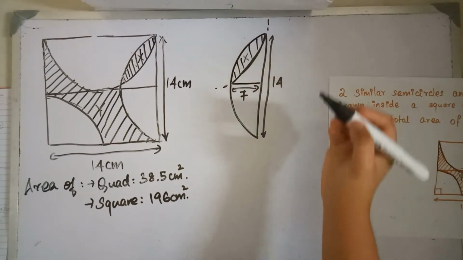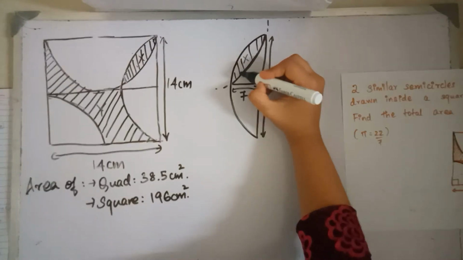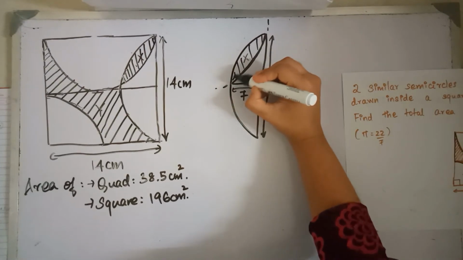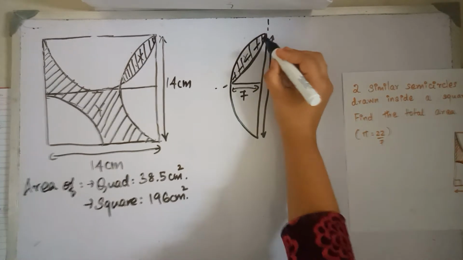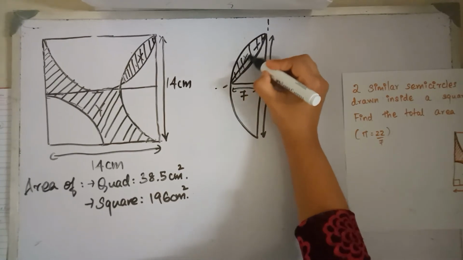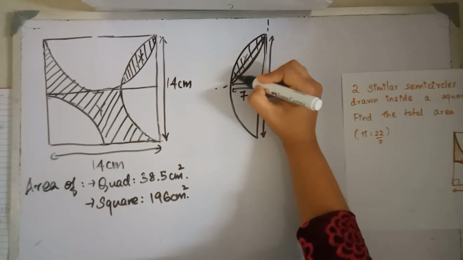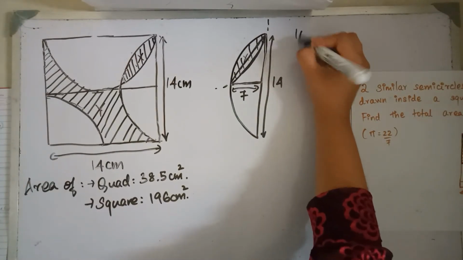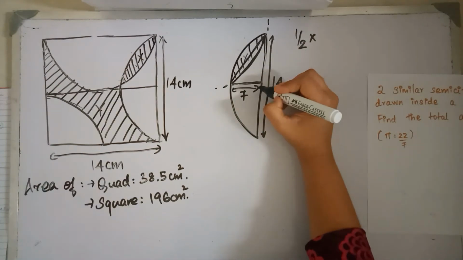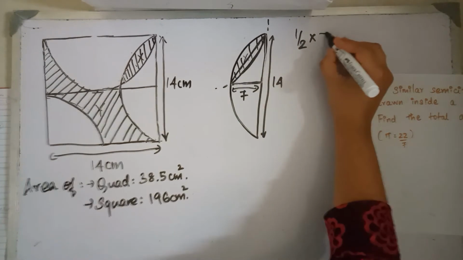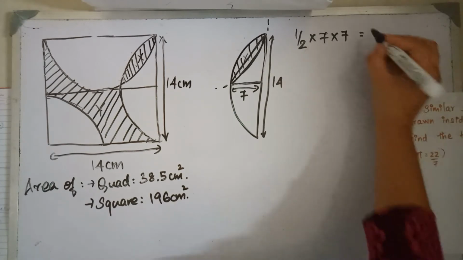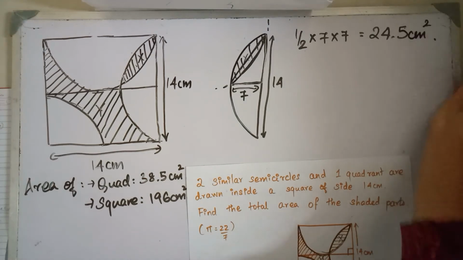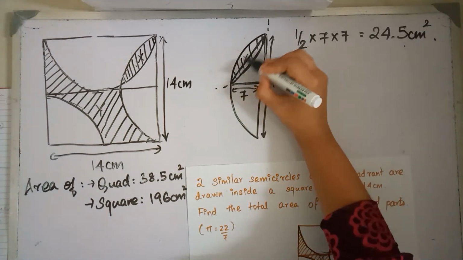Now, how do we find out this region X? We know that this is a quadrant. Can we make this into a triangle, like this, dividing it like this? We can make this into a triangle, right? We can find out the area of the triangle. What is the area of the triangle? Half into base into height. Base and height are both 7. So this will give 24.5 cm square. This is the area of this triangle.